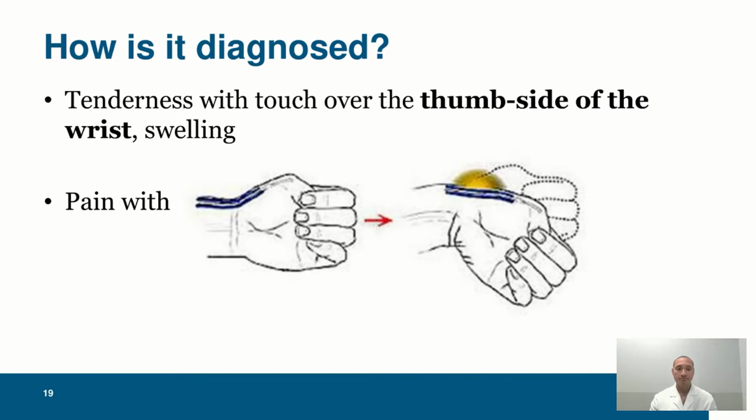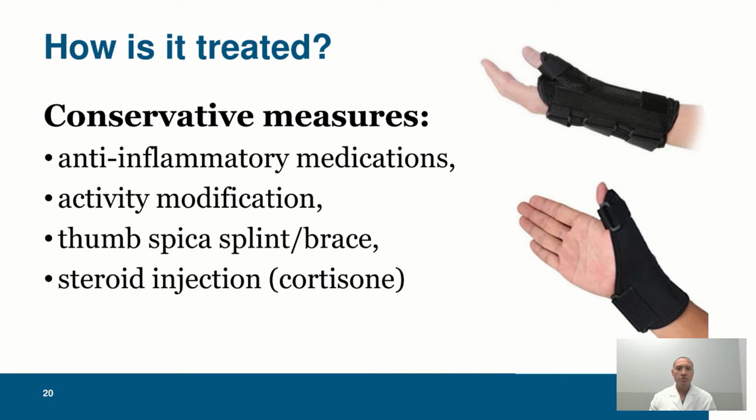Next slide, please. There are conservative treatments, including anti-inflammatory medications, activity modifications, thumb bracing, and then corticosteroid injection, cortisone injection. That is what I most commonly employ in addition to these other measures. Cortisone injection, 1 to 2 injections, is typically about 80% effective at curing symptoms.